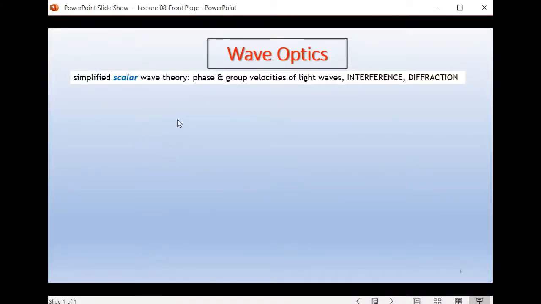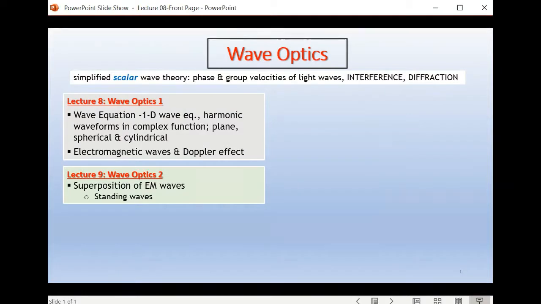In wave optics, we shall deal with simplified scalar wave theory, and we shall discuss phase and group velocities of light waves, phenomena of interference and diffraction of light. This topic shall be divided into 11 lectures.